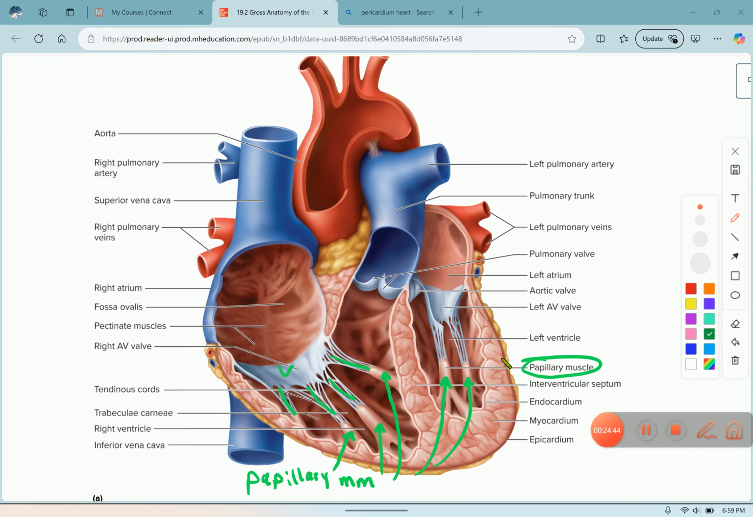And those stringy things are called chordae tendineae, or tendinous cords. They connect the valves to the papillary muscle. The function of the chordae tendineae is that when the heart contracts and those papillary muscles contract, it will open those valves. And then when the heart relaxes, the valves close.